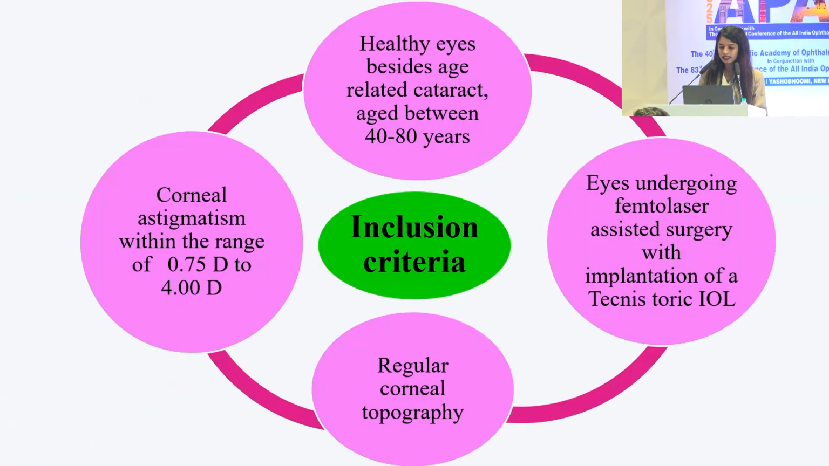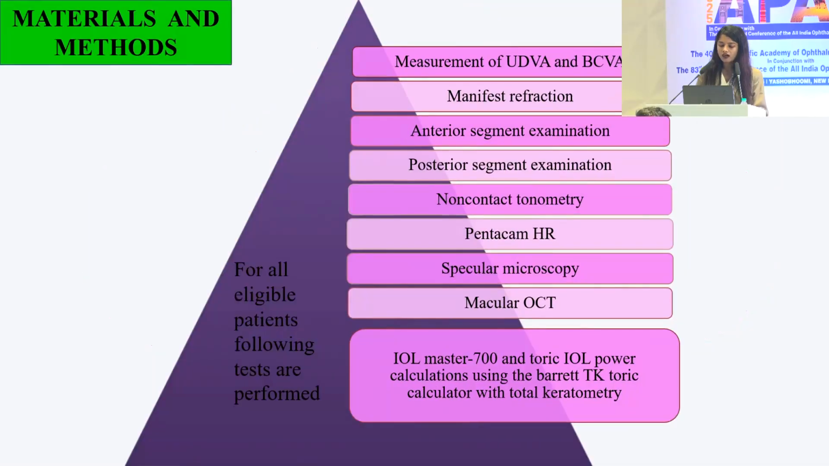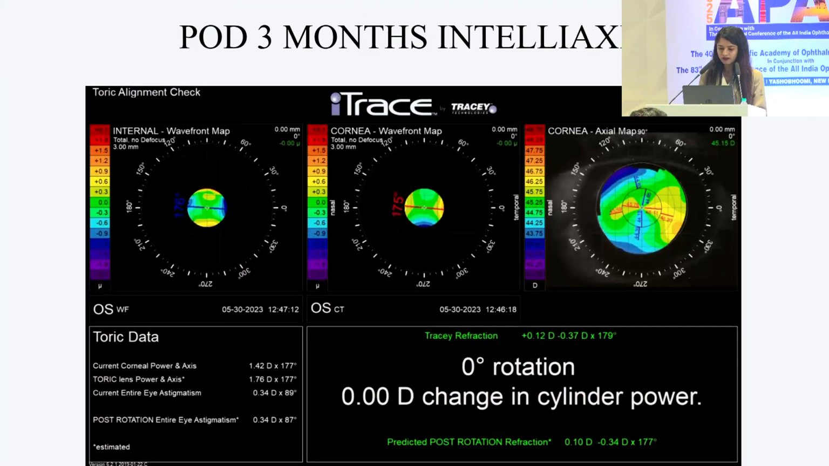Inclusion criteria: healthy eyes besides age-related cataract between 40 to 80 years. Eyes undergoing femto laser assisted surgery with implantation of Technis toric IOL, regular corneal topography, and corneal astigmatism within the range of 0.75 diopter to 4 diopter. For all eligible patients, the following tests were performed: measurement of UDVA, BCVA, manifest refraction, anterior segment examination, posterior segment examination, non-contact tonometry, Pentacam HR, specular microscopy, macular OCT, and IOL Master 700, and toric IOL power calculation using Barrett TK toric calculator with total keratometry.